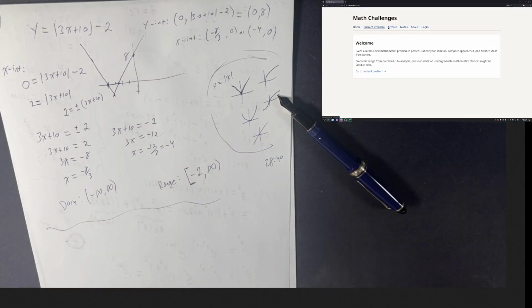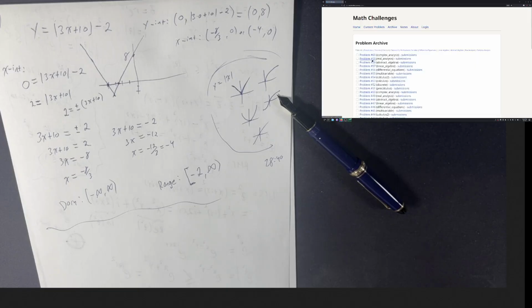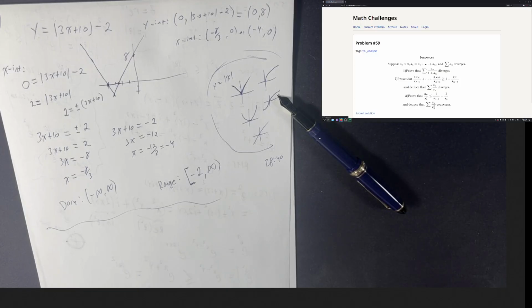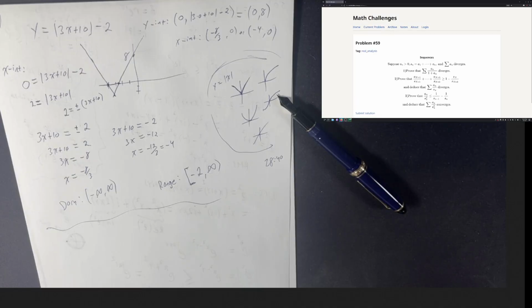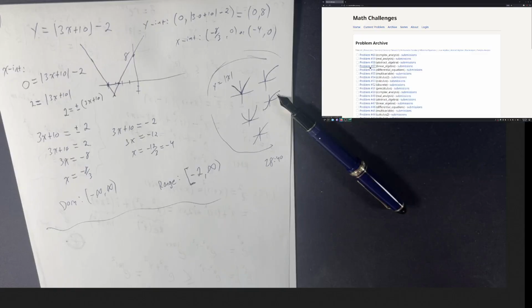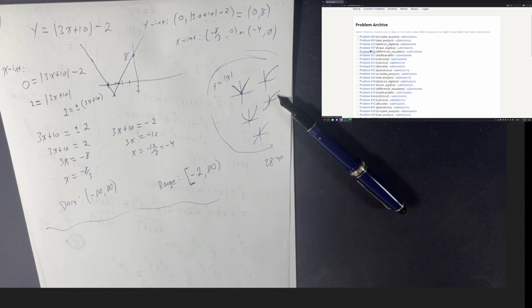Some of these problems are more advanced, like real analysis questions or complex analysis questions. So those ones might involve actual proofs. But a lot of this is just crunching numbers on this website.